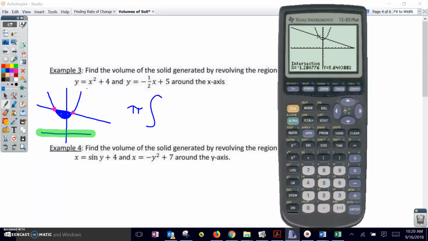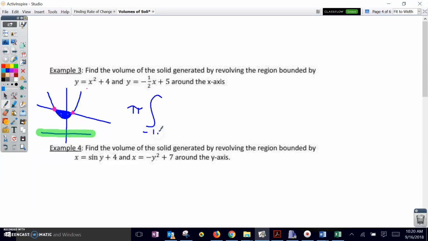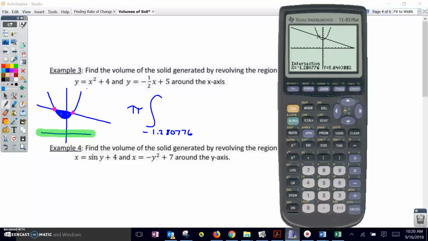Negative 1.280776. And the other intersection point, roll over and find that. And that's 0.780776.